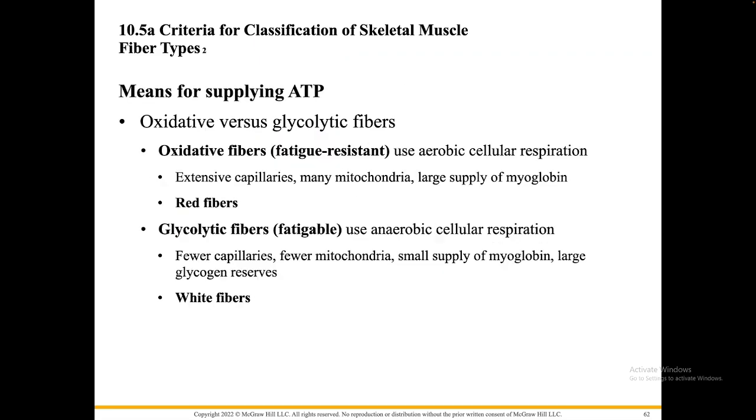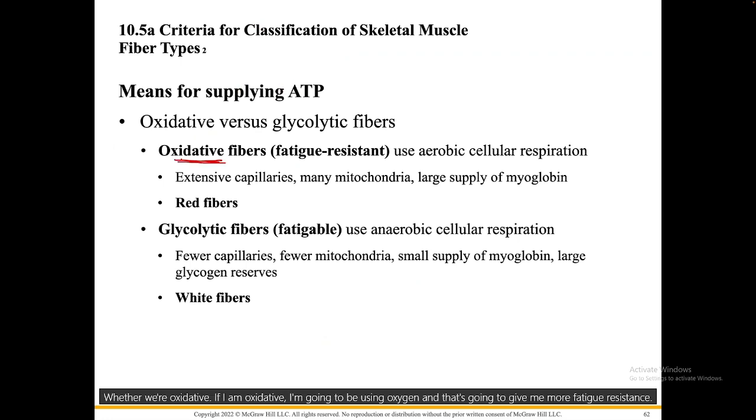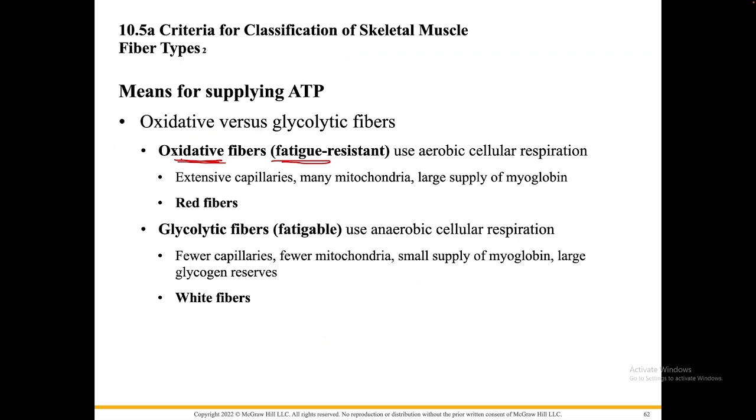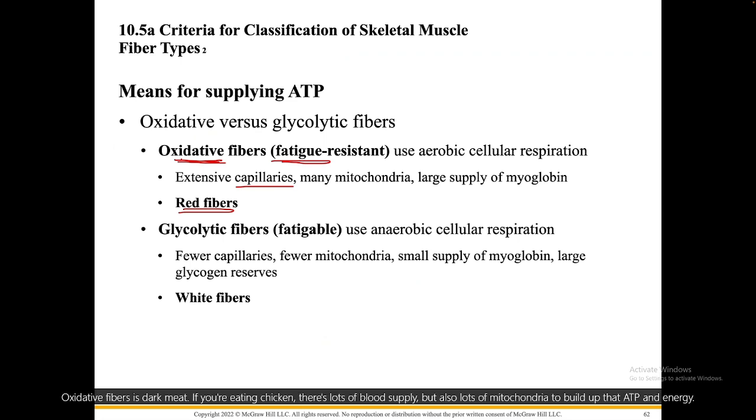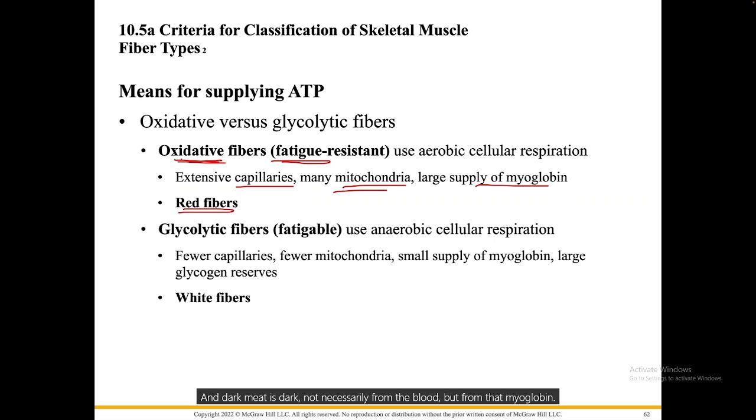Another way to classify them was how they supply that ATP, whether we're oxidative. If I'm oxidative, I'm going to be using oxygen, and that's going to give me more fatigue resistance. I can last longer. Oxidative, I've got lots of capillaries. That means blood supply. So these literally are reddish or a darker color. Oxidative fibers is dark meat if you're eating chicken. There's lots of blood supply, but also lots of mitochondria to build up that ATP and energy. And dark meat is dark, not necessarily from the blood, but from that myoglobin. That's the stuff that's stored in muscles.